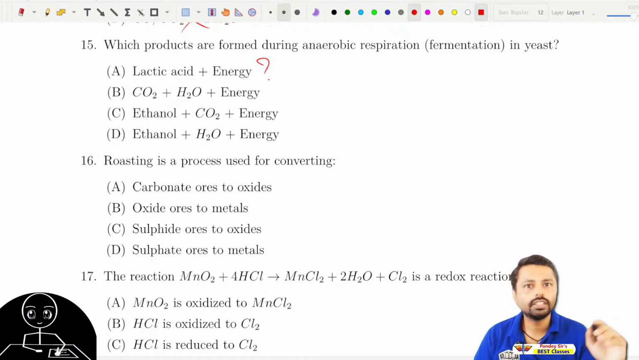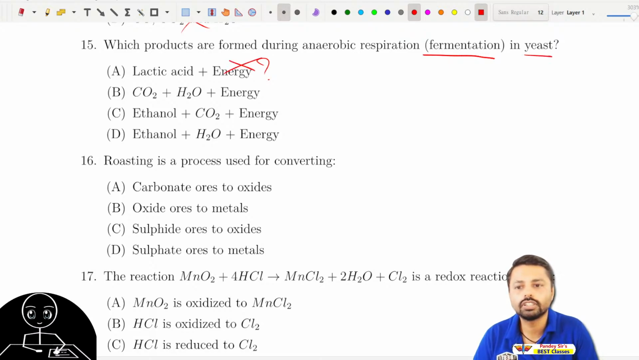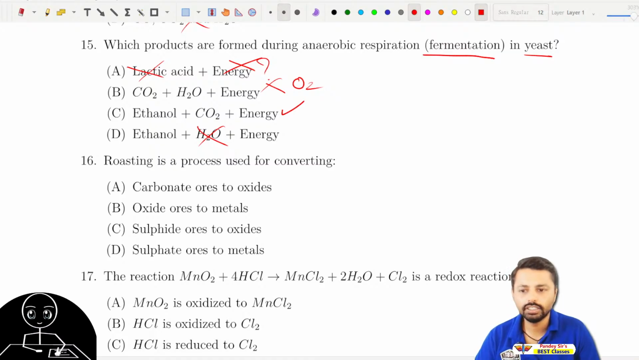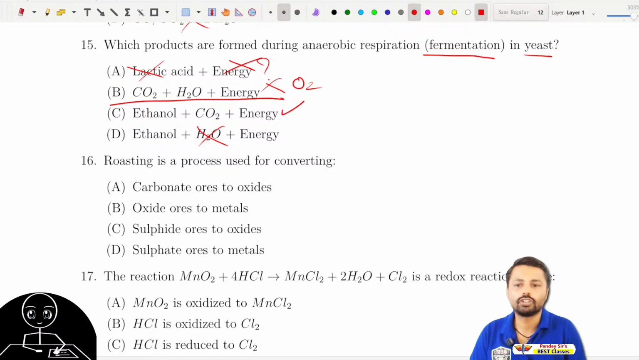See here, one clue has been given. They have mentioned fermentation or yeast. So this is not correct in the yeast one. Now CO2 plus H2O plus energy? No, this is for in the presence of oxygen, so O2 must be there. Ethanol plus CO2 seems to be right. Ethanol plus H2O, water? No. So the correct answer is C. Ethanol plus CO2. This is the correct answer in anaerobic respiration.